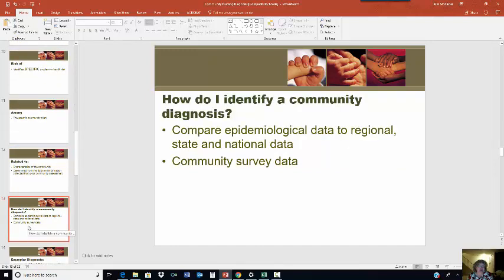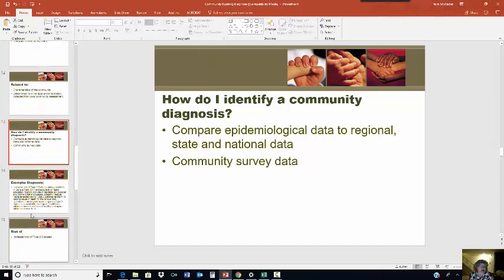And so you're going to compare the epidemiological data. That's all the stuff that we looked at on the state website, and then also the demographic data that we look at on the census site, and then compare all of that at a state and a national and a regional area. So you're going to look at that. Is this just a problem in this community? Is this just a problem in our state, or is this a nationwide problem? Because then we got a bigger problem. So we need to look at what's going on. And then we look at our survey data.